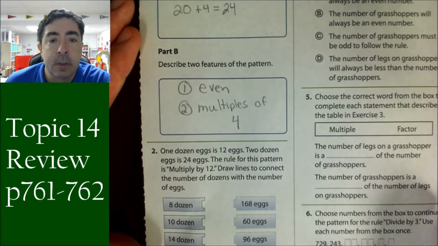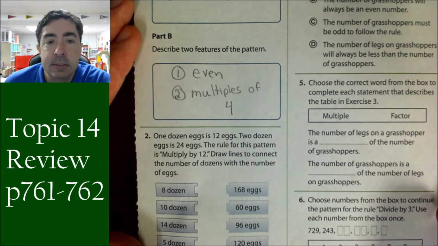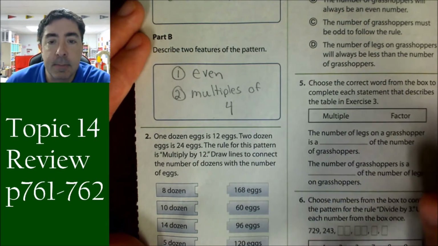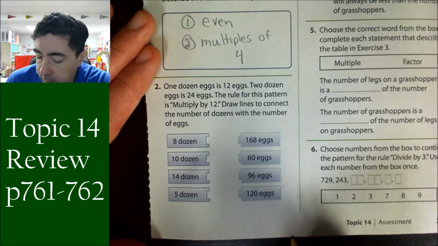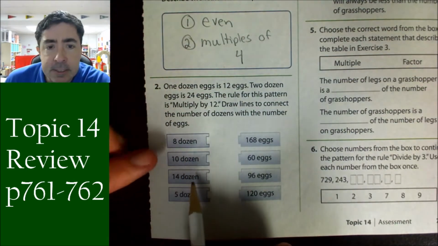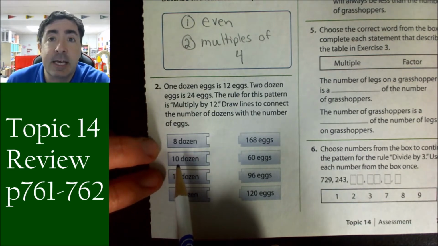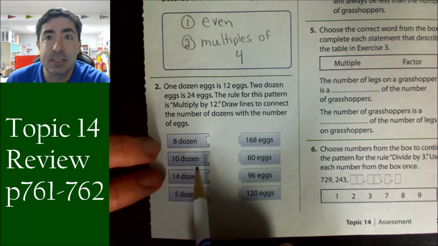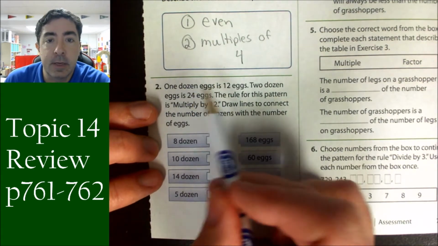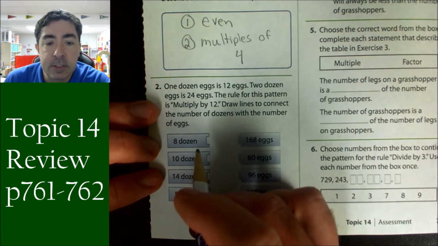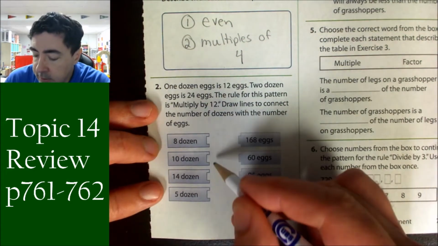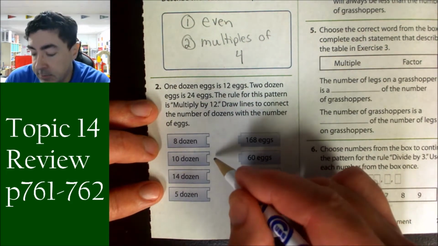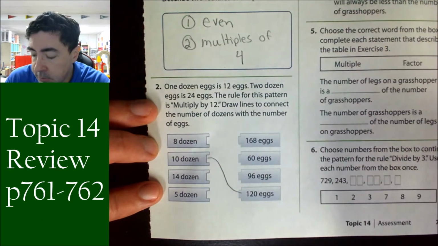All right, number 2. 1 dozen eggs is 12 eggs. 2 dozen eggs is 24 eggs. The rule for this pattern is multiply by 12. Draw lines to connect the number of dozens with the number of eggs. Okay, well, I'm going to look for my easiest one first, times 10. I know the times 10 trick. If I'm multiplying by 10, I could just put a 0 at the end of the number. And so if 1 is 12, when I multiply by 10, that's going to get me 120 because I'm just adding a 0 again at the end. So that gets me to that one.